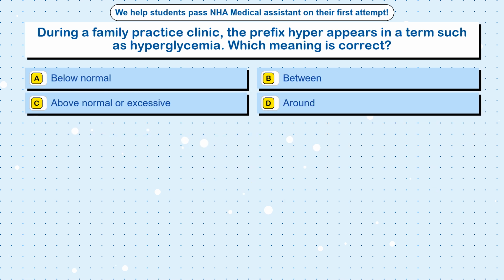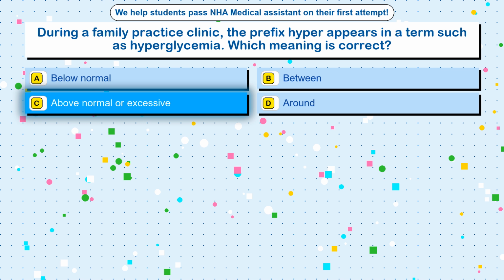Question 5. During a family practice clinic, the prefix hyper appears in a term such as hyperglycemia. Which meaning is correct? Option A, below normal. Option B, between. Option C, above normal or excessive. Option D, around. The correct answer is option C, above normal or excessive.